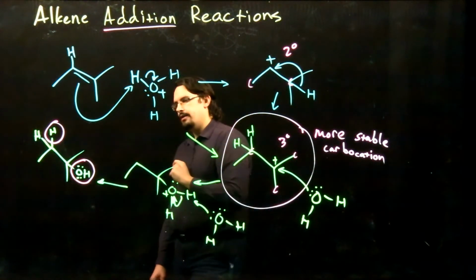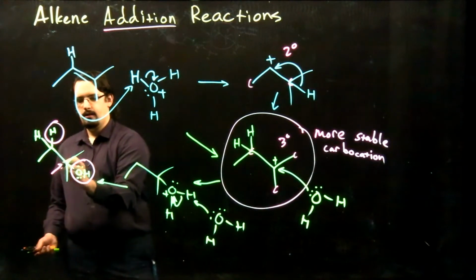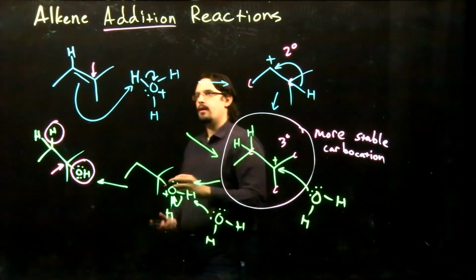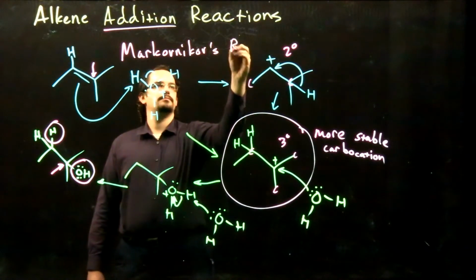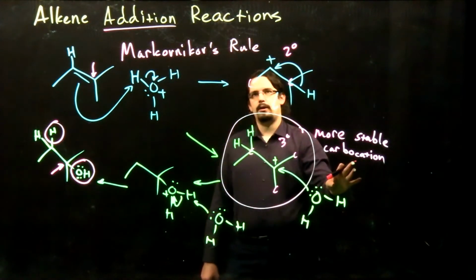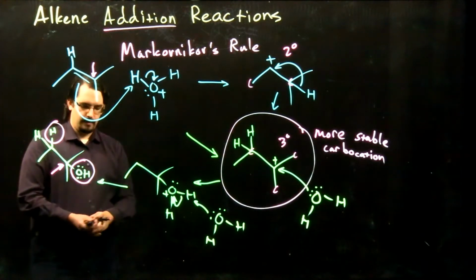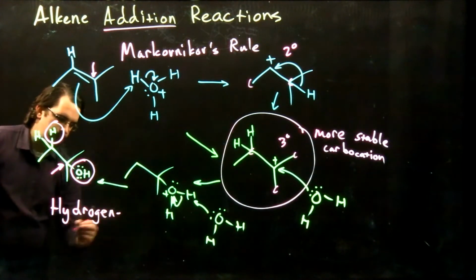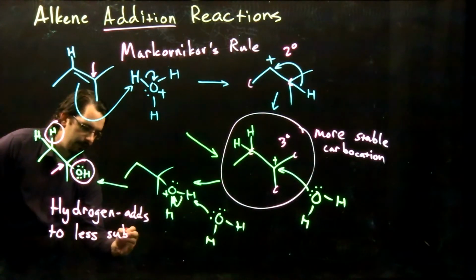So if we look at our final structure, our OH group got added to the more substituted carbon, right? That's this carbon here, or here in our original molecule. And our hydrogen got added to the less substituted carbon. This is what we call Markovnikov's rule. So Markovnikov's rule says that we're going to react with our alkene such that the more stable carbocation forms, and therefore so that our OH group gets added to the more substituted carbon. Or in other words, our hydrogen is added to the less substituted carbon. So hydrogen adds to the less substituted carbon in our alkene.